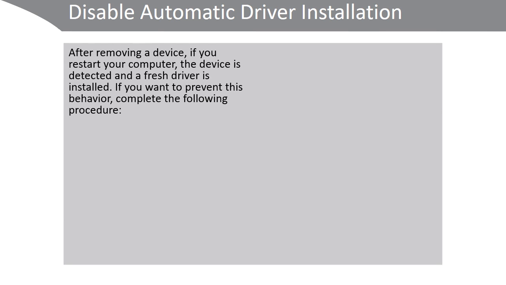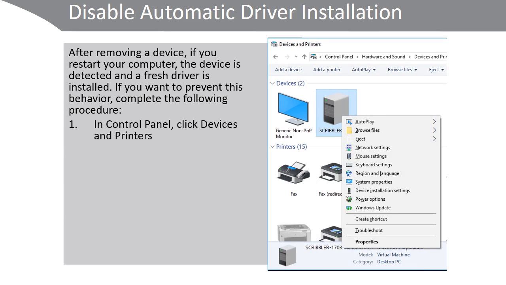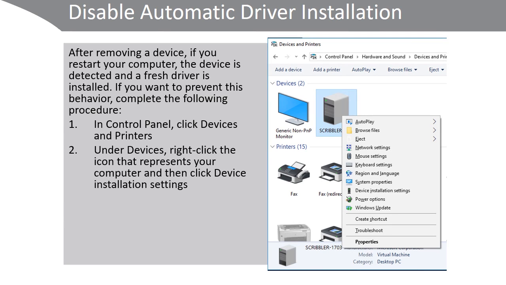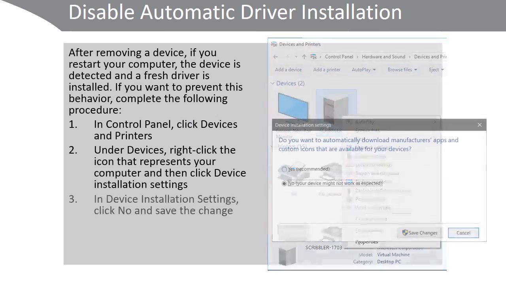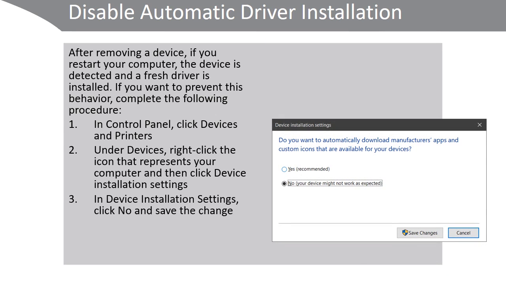Usually, after you've removed a device, once you install it again, it will automatically update itself. So when you restart your computer, the device is detected and the fresh driver installed. If you don't want to do that, use the following procedure. In Control Panel, click Devices and Printers. Under Devices, right-click the icon that represents your computer and then click Device Installation Settings as shown in the graphic. In Device Installation Settings, click No and then save the change.